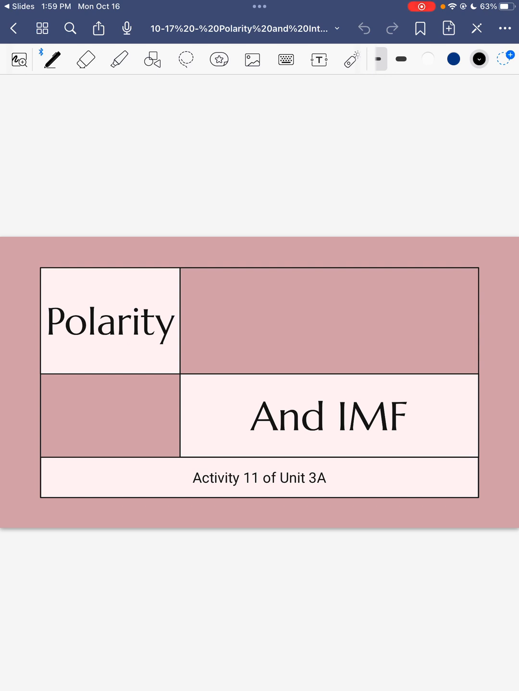We're going to be doing the video lecture that goes over Activity 11, a summary of molecular polarity and intermolecular forces. So if y'all would flip to page 11 of your Unit 3A packet. It's right after the molecular geometry and right before Activity 12, which is the practice putting it all together. So we're going to define polarity and intermolecular forces and do some practice examples with each of those as well.